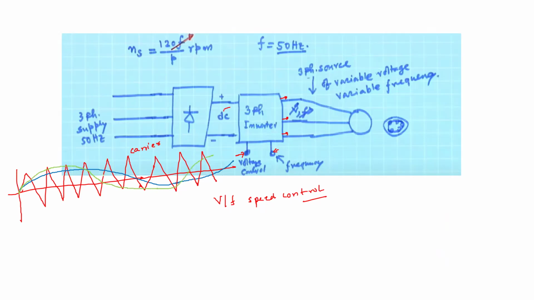Okay, so in this way you are changing the frequency of this signal. So let us say this is modulating signal 2, and this is your modulating signal 1, the reference signal which you want to generate using this inverter.